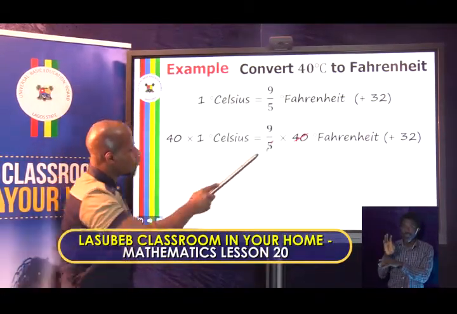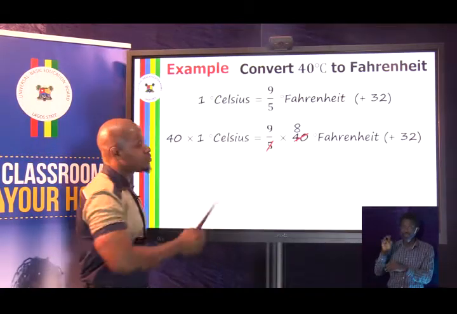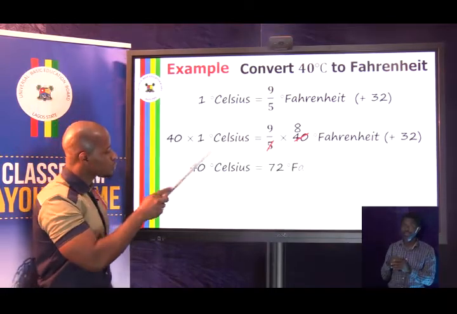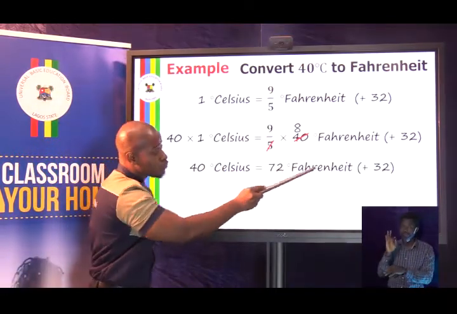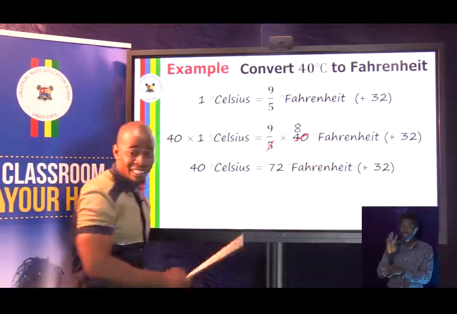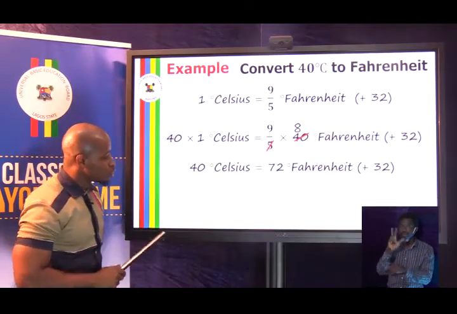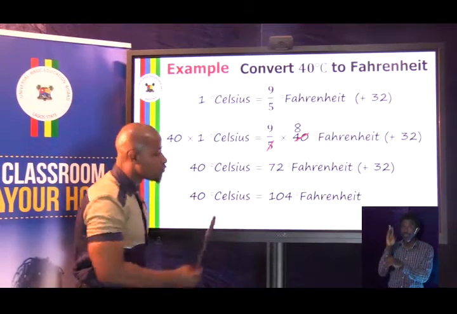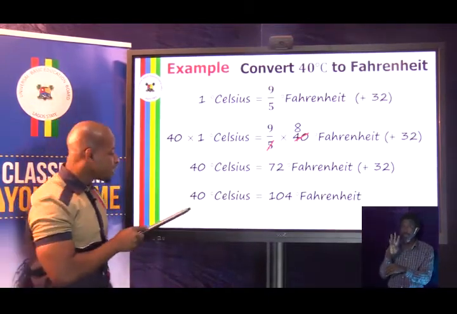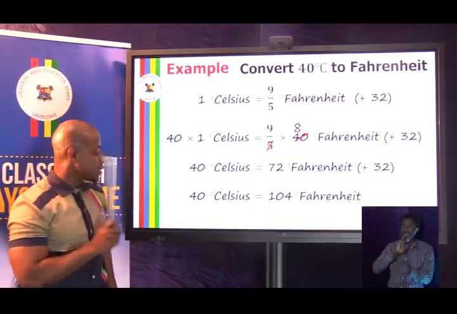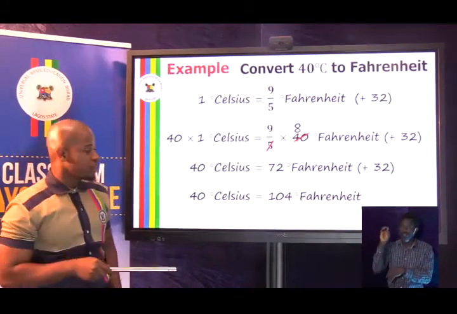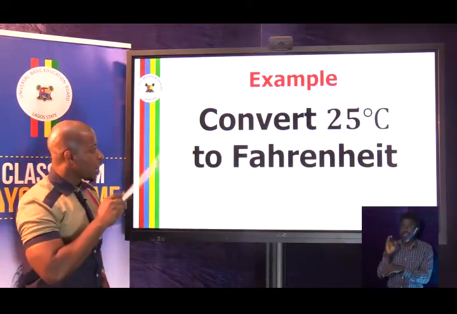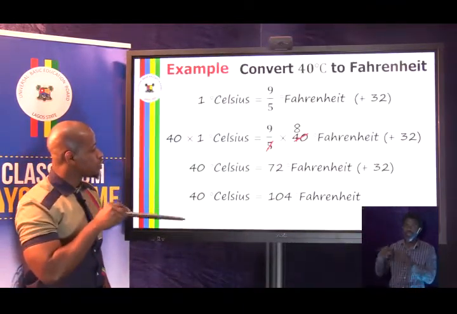So let's go. Now, 5 can go in 40 8 times. That is resolved. So I can now bring down my numbers here. 40 times 1, 40. Now 9 times 8 is 72 Fahrenheit units, but I still have to add 32. So now let's add 32. 72 plus 32 will give us 104 Fahrenheit. And that's exactly what 40 degrees Celsius is when you check the Fahrenheit scale. It's 104 degrees Fahrenheit. I want us to go back and see that table.